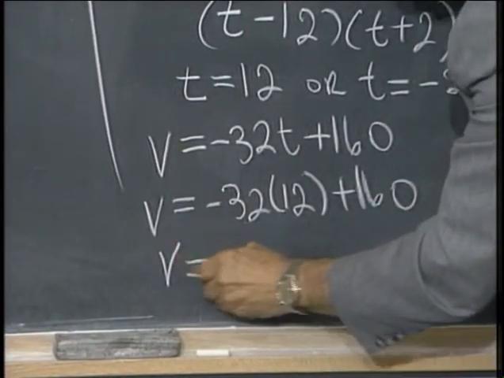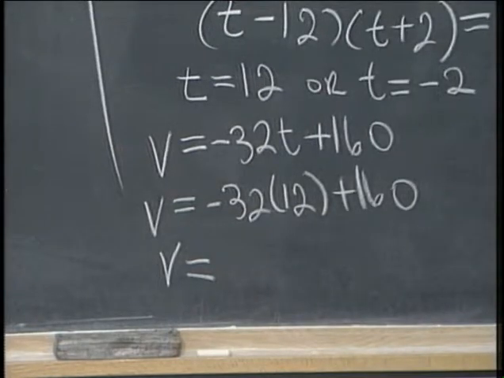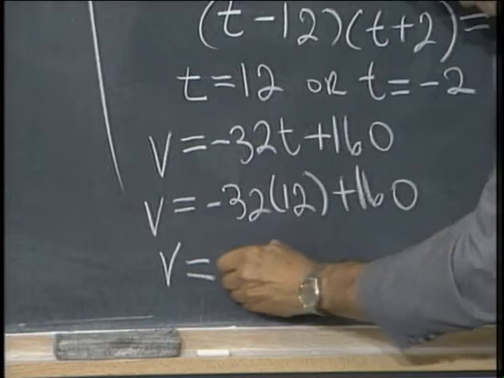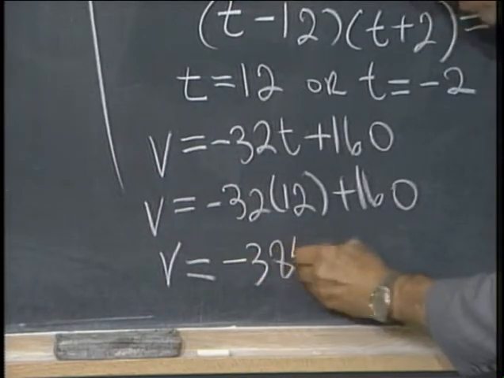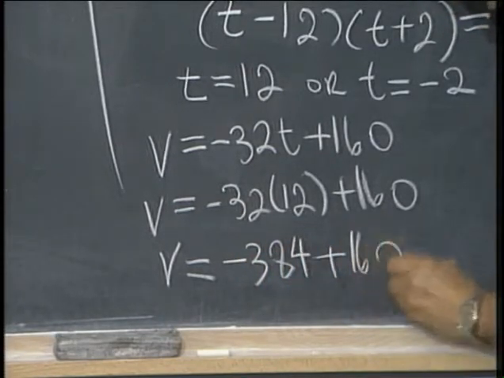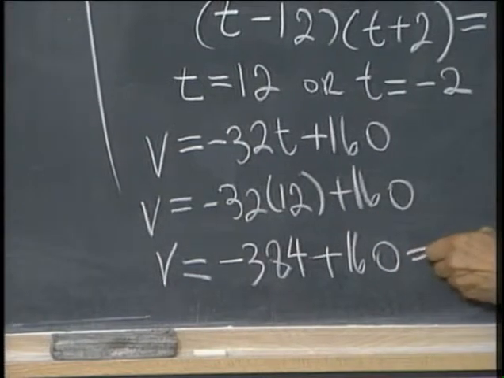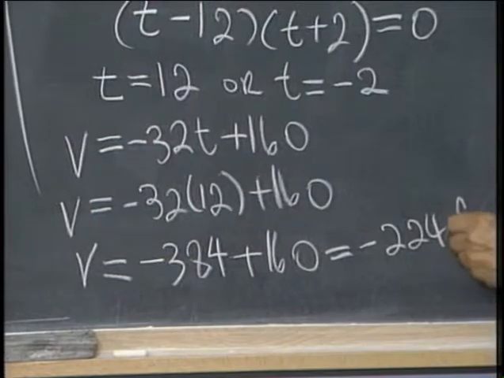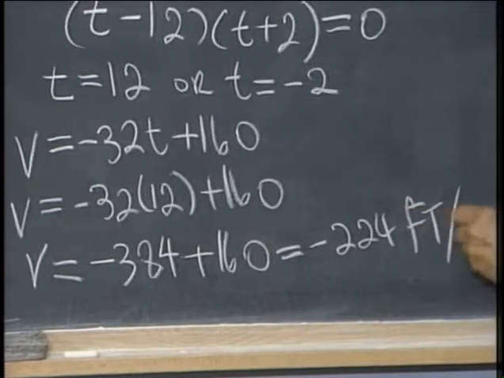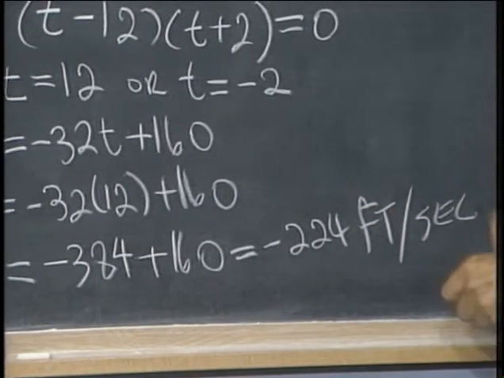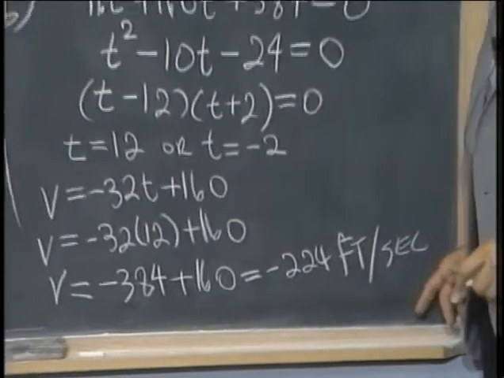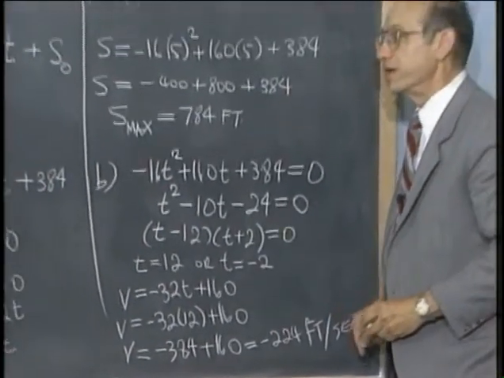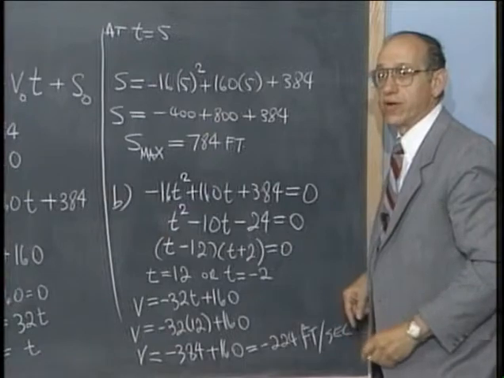The velocity is equal to, what's minus 32 times 12? Minus 384, plus 160. That gives us minus 224 feet per second. And of course, it's minus because when it hits the ground, the particle is moving in the downward or negative direction.